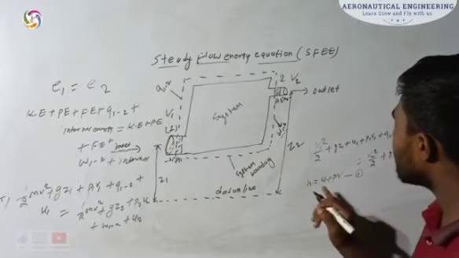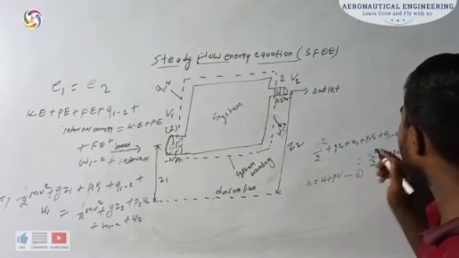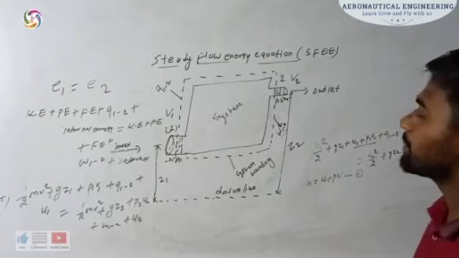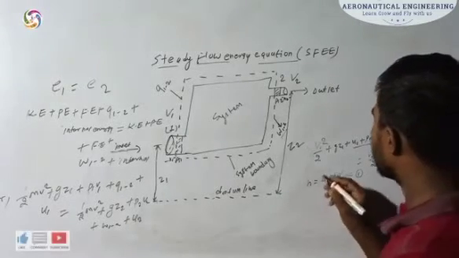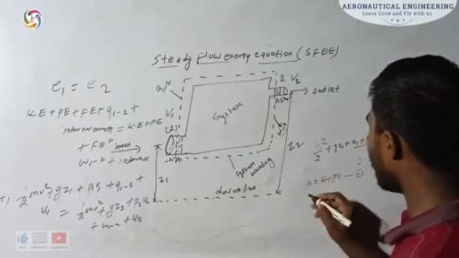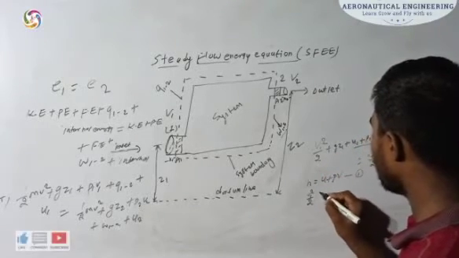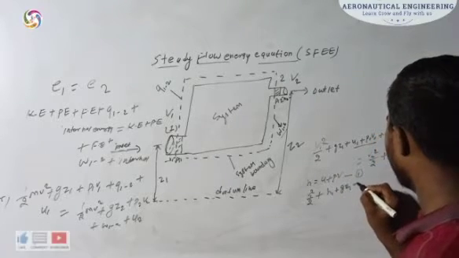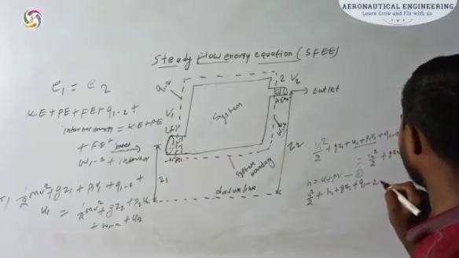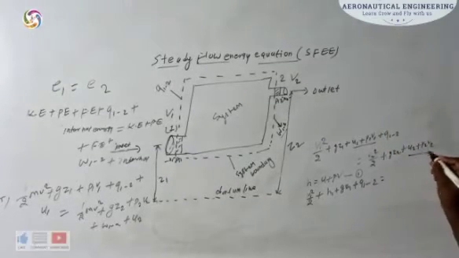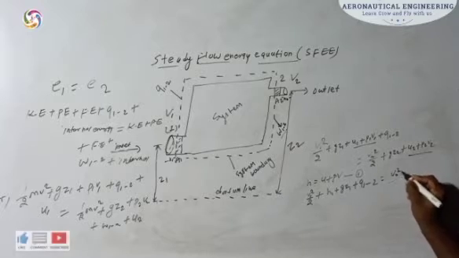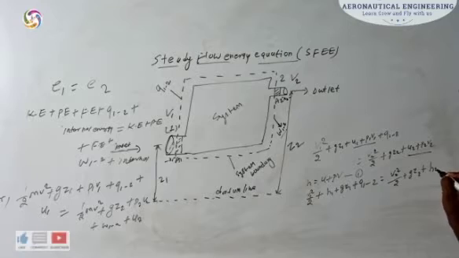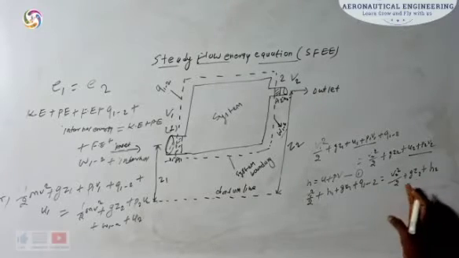Okay, so substitute the value of u plus pv here in this term, and in this term also, u plus pv equals h. So this equation is modified as v1 squared upon 2 plus gz1 plus h1 plus q12 equal to, here also this term equals h2, so v2 squared upon 2 plus gz2 plus h2.